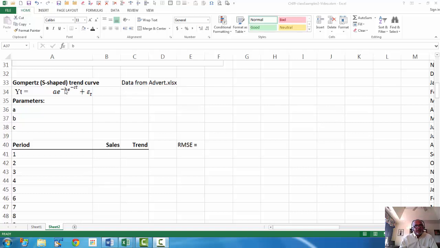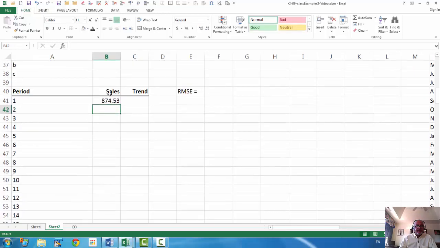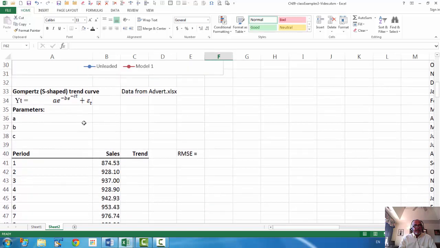Okay, so we will use the data from the advertising problem from the previous sheet. So let's first get the data. Now we're going to use these three cells as the changing cells, and this will be our RMSE that needs to be minimized.